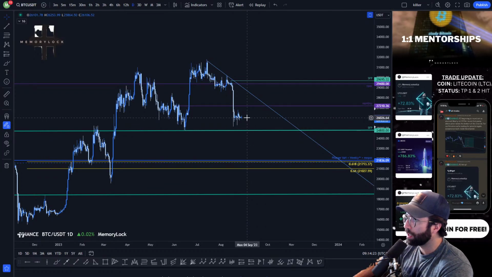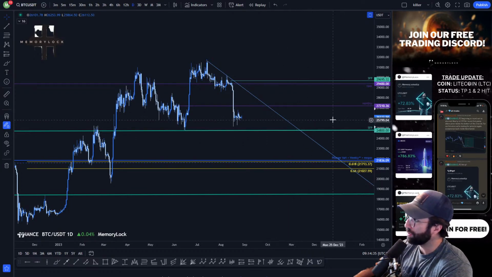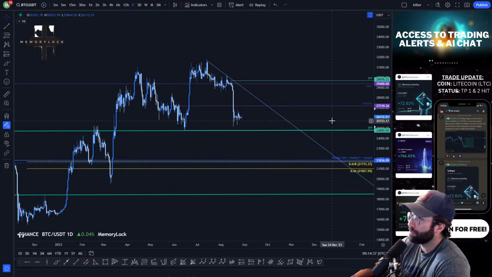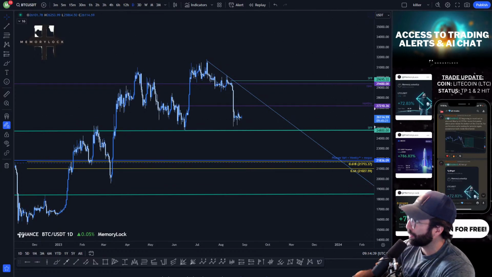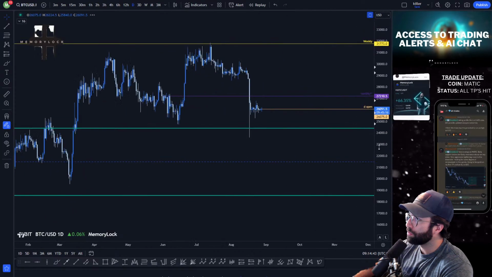Okay, so key thing to take note of here: yes, I'm long, but I'm expecting lower. This long is a scalp, not necessarily a scalp. I plan on holding it for a few days, but the point is I'm not expecting some insane move to the upside. If we got it, cool, that's great, but I totally don't expect that.